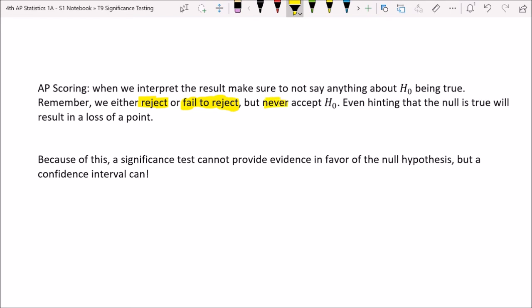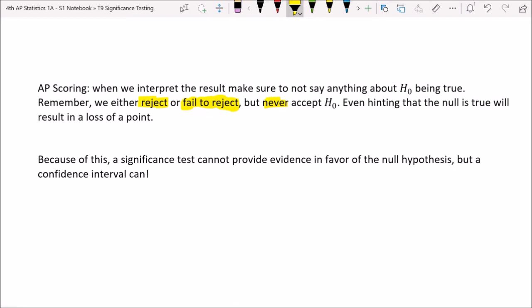If you even hint that you think the null is true, you're going to lose a point on your free response question. So if you could do everything perfectly, but you say something about how the null is true, your 4 just became a 3. Okay, so please don't do that. Okay, and so what that basically means is a significance test can never provide evidence in favor of the null hypothesis.